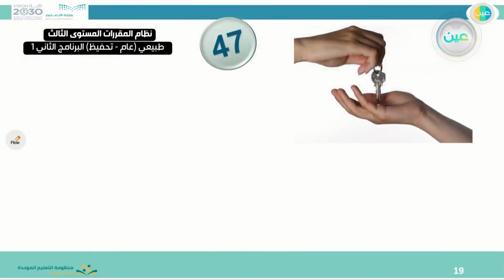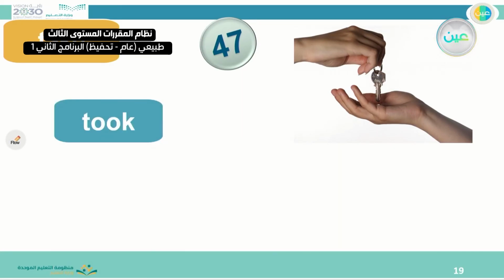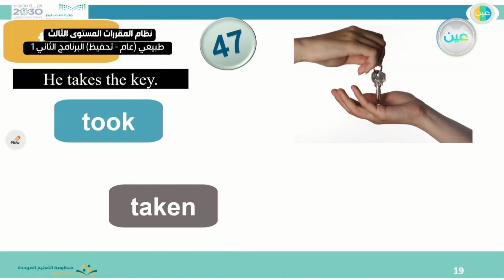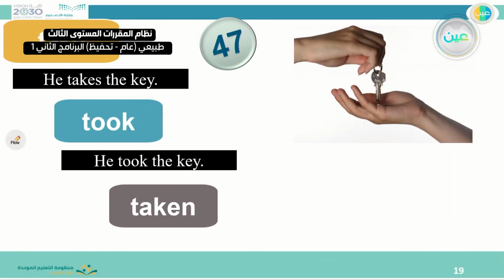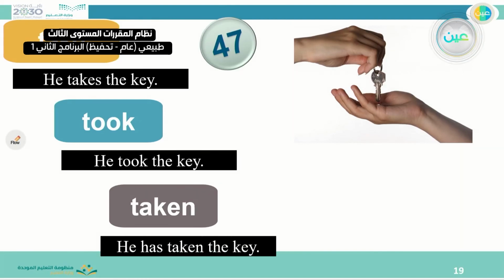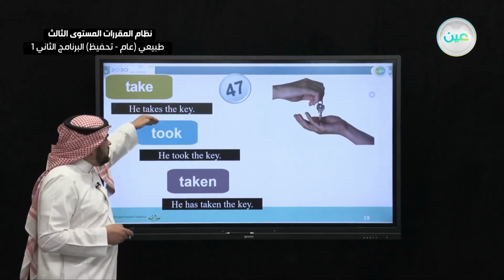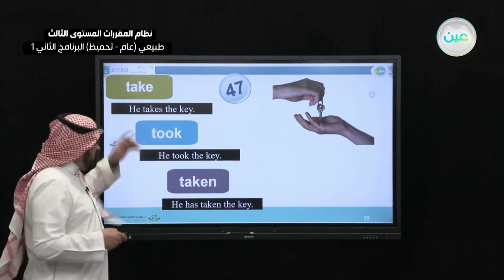Okay. Now the verb take. What is the past of take? Took. And what is the past participle? Taken. How can we use it in 3 sentences? We say he takes the key. In the past we say he took the key, and in the past participle we say he has taken the key. Here we talked about the present, here the past, and here the past participle.